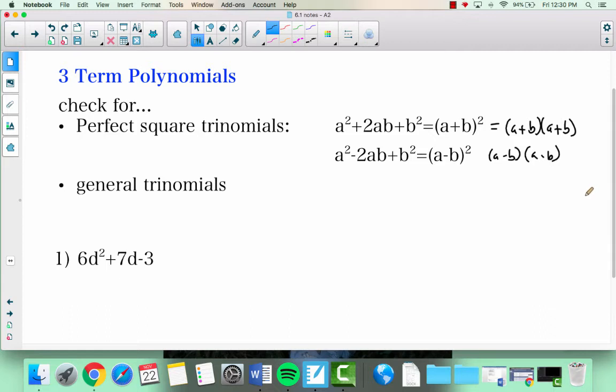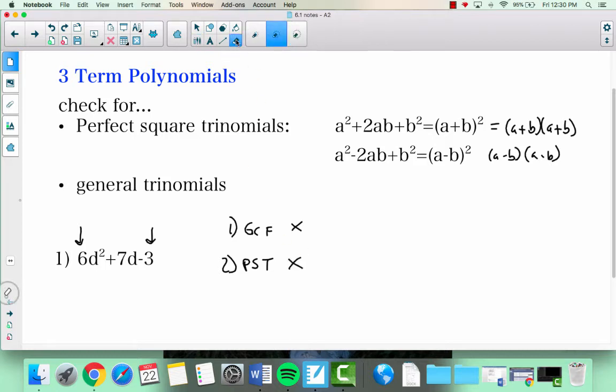We have 6d squared plus 7d minus 3. Remember, always check for greatest common factor first, which that does not have anything, so we skip that step. Then second step is to look and see if it's a perfect square trinomial. So we need to look at the first term and the last term. Neither of those numbers are perfect squares, so we know that it's not going to use the perfect square trinomial rule. So that means that we are going to factor this one as a regular polynomial.